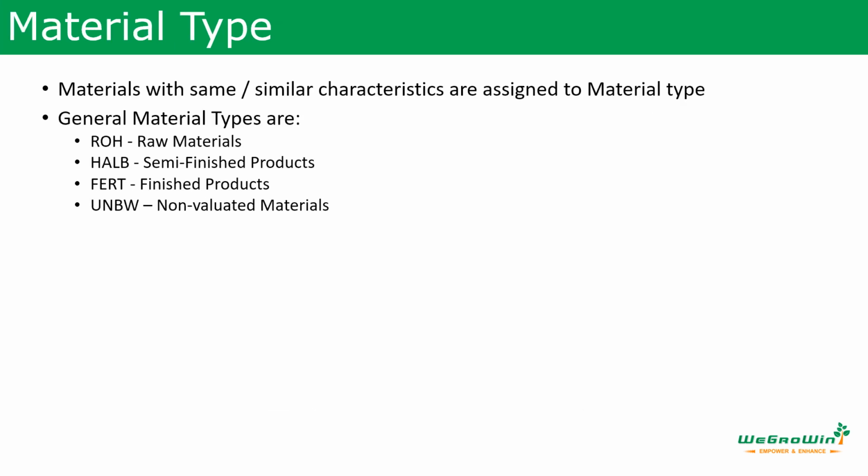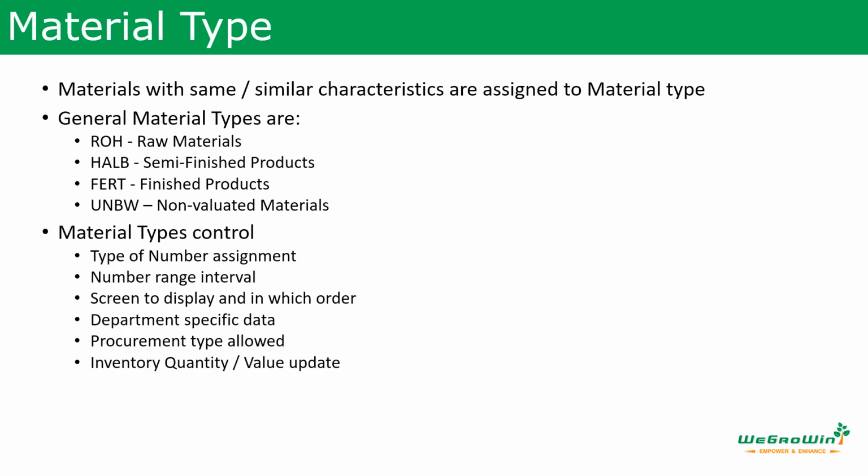Materials with the same or similar characteristics are assigned to a material type. For example, all raw materials can be assigned to the material type called ROH. All semi-finished materials are assigned to the material type called HALB. All finished products are assigned to the material type FERT. All non-valuated materials can be assigned to the UNBW material type.